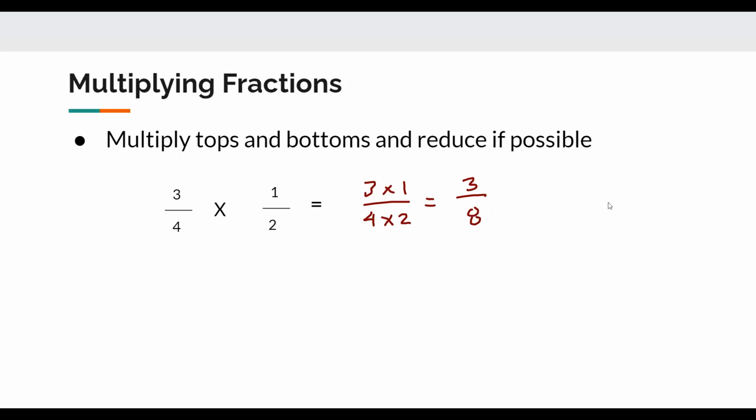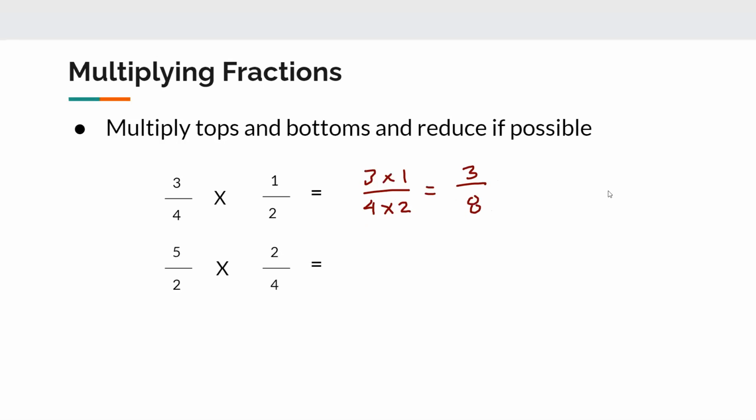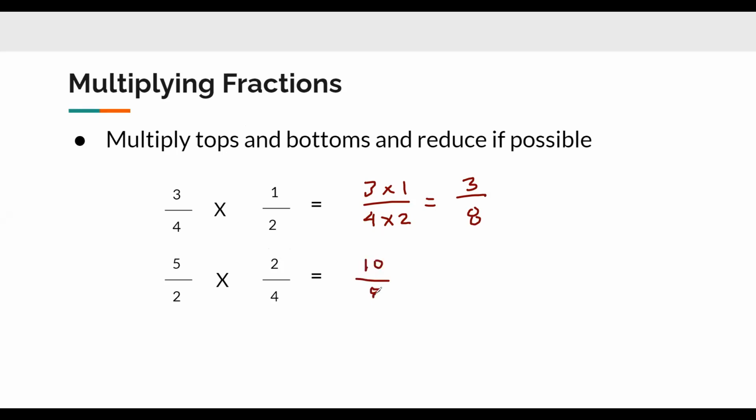Let's take a look at the second example. 5/2 times 2/4. 5 times 2, I'm going to jump right to that next step and do the multiplication. 5 times 2 is 10, and 2 times 4 is 8. Now, these are both even numbers, which tells us that this can be reduced. They can both be divided by 2. 10 divided by 2 is 5. 8 divided by 2 is 4. And there's our final answer, 5/4.